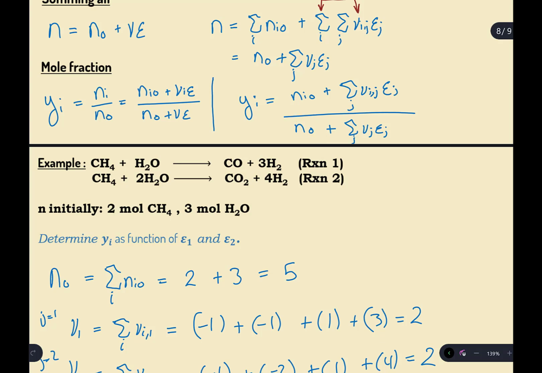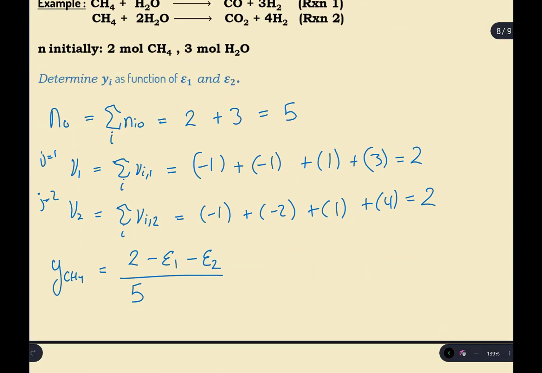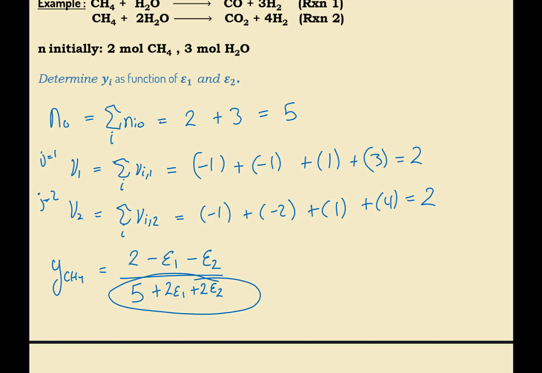Plus the summation of Vj epsilon j. In this case, we have 2 and 2, so we're going to do plus 2 epsilon 1 plus 2 epsilon 2. This represents the total change in moles in my system as these two reactions proceed. And then this represents my concentration of methane at any given time as a function of the reaction coordinates. So far so good? Okay. So you guys have seen this? Kind of? Okay.